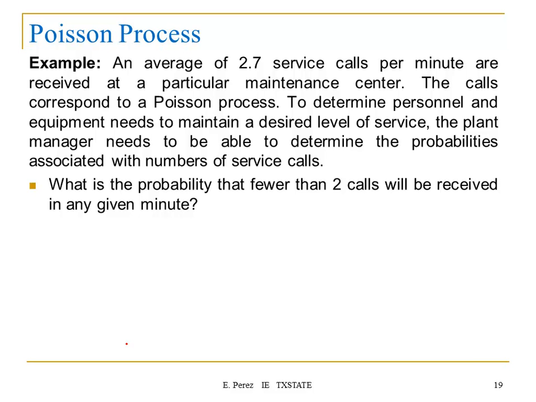So let's look at this problem. Here we have an average of 2.7 service calls per minute received at a particular maintenance center. The calls correspond to a Poisson process. So the problem is already telling you that this follows a Poisson process. To determine personnel and equipment needs to maintain a desired level of service, the plant manager needs to be able to determine the probabilities associated with the number of service calls.